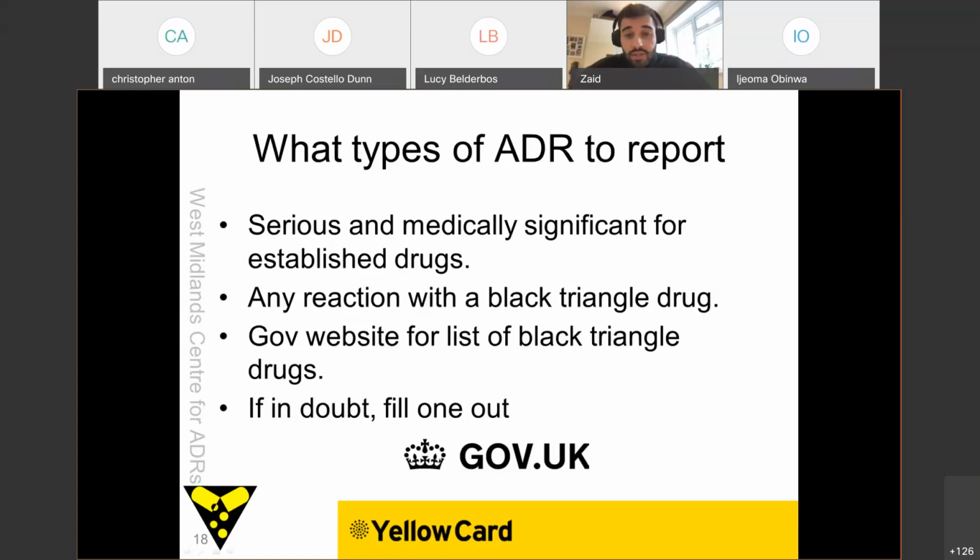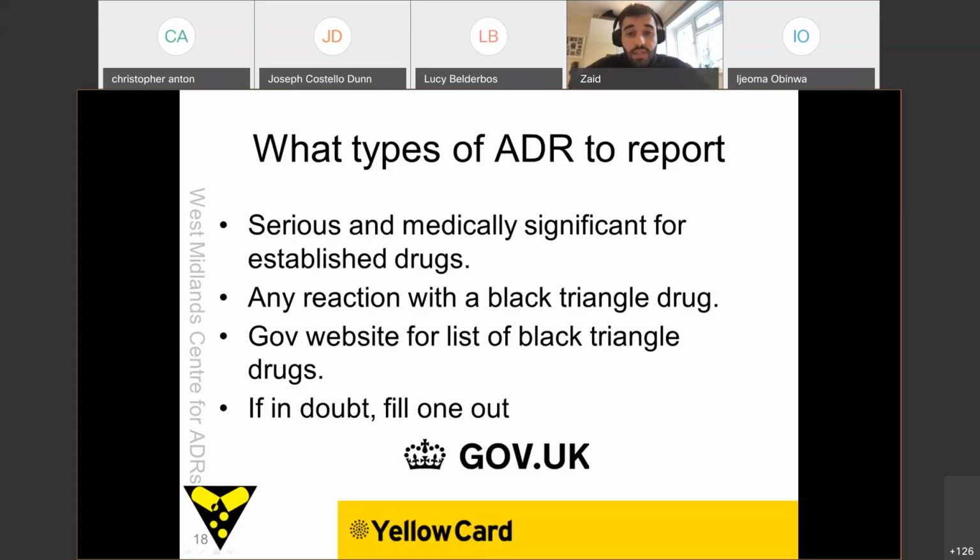And it goes without saying that if you're a patient in those special groups that don't take part in clinical trials, like if you're a pregnant woman or a child or elderly patient, then the reports you make for these black triangle drugs are even more significant and play an even bigger role in terms of the portfolio of that drug.